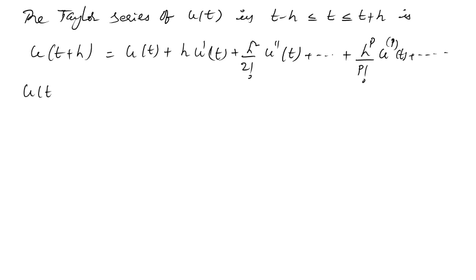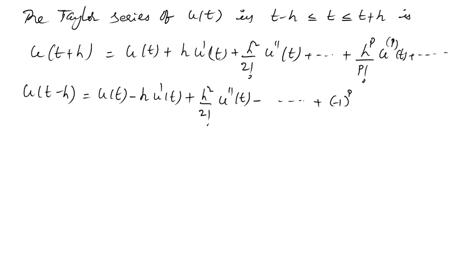Similarly u of t minus h, what is this Taylor series? U of t minus h into u dash t plus h square by factorial 2 into u double dash t minus h cube by factorial 3 into u triple dash t and so on. And the pth term is minus 1 whole to the power of p, h to the power of p by p factorial, pth derivative and so on. Okay, these two are the equations. Let us take these two equations, take this as 2, take this as 3.